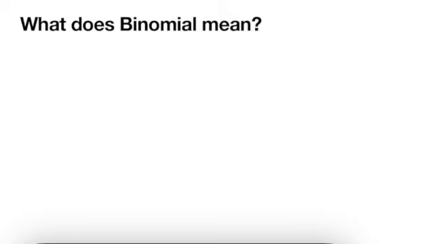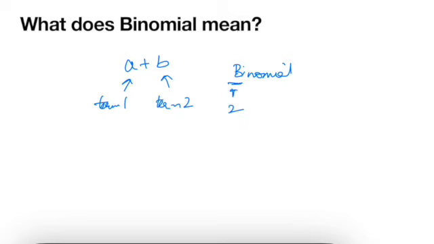If we have an expression in the form of a plus b, this is called a binomial because it has two terms. This is term 1 and term 2. In binomial, bi means 2. So a binomial is an expression with two terms.